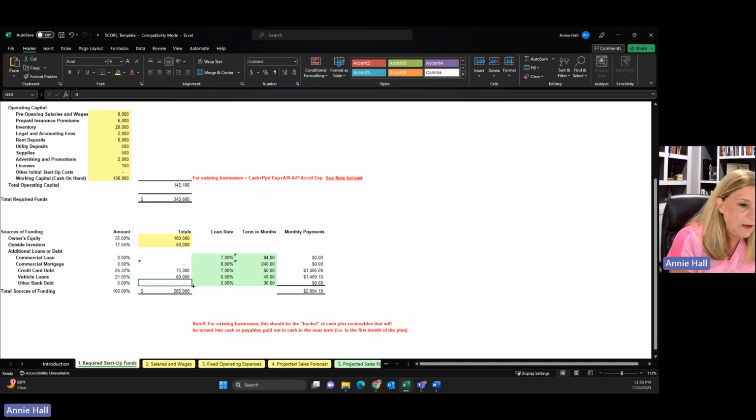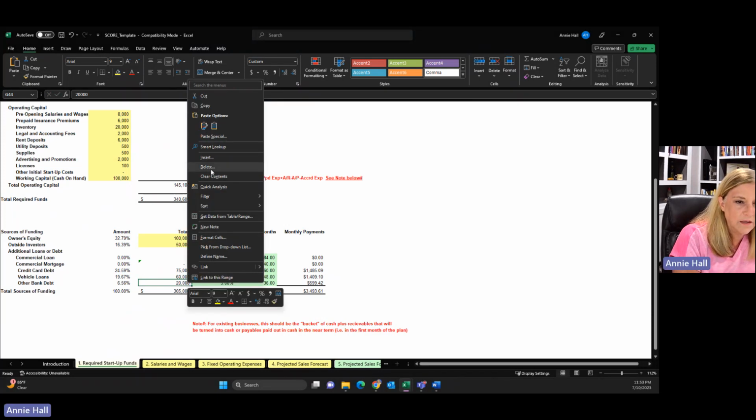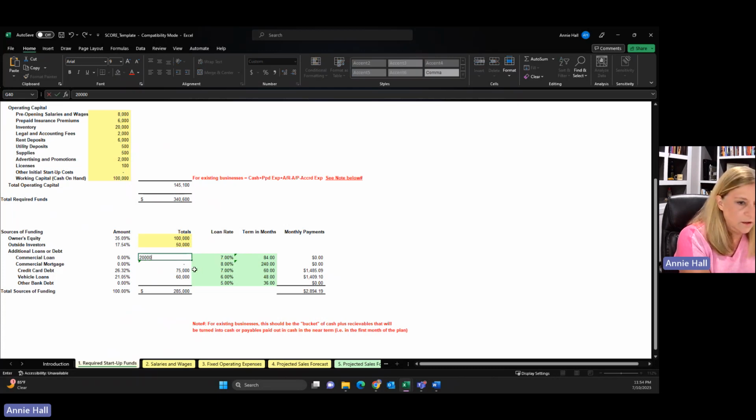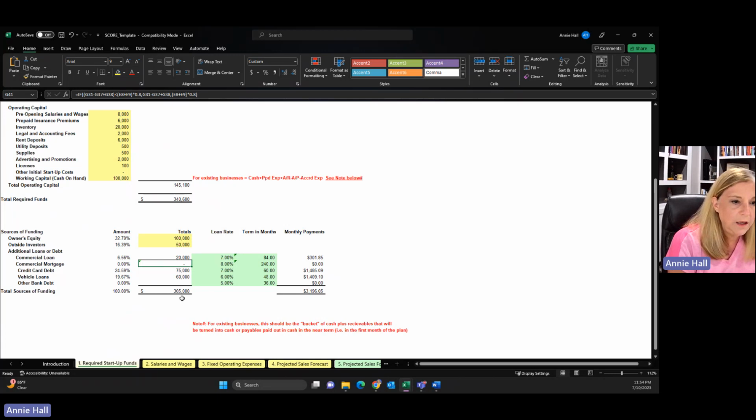So the bank, maybe we'll say, well, the bank will give me 20,000. Commercial loan. Maybe the bank will give us 20,000 in a commercial loan. That's not very much considering we need 340, but they probably won't give you very much, at least till the company gets going. So we have $20,000 commercial loan. So now we need $35,000 more dollars. So we're either going to have to put more on the credit cards, put more in from our savings, or get our investors to give us more.